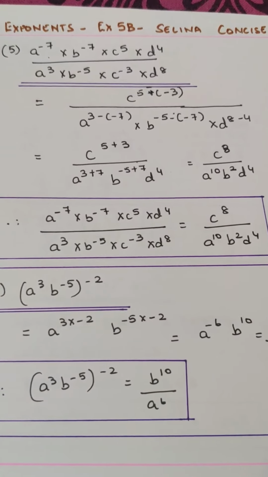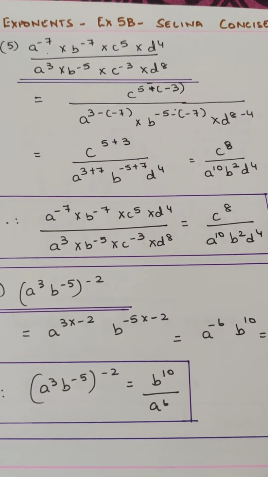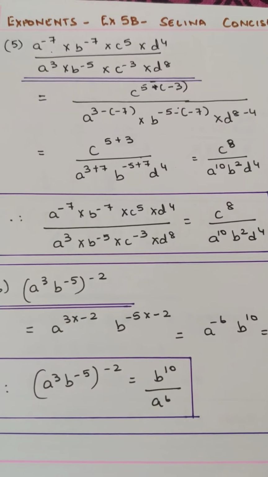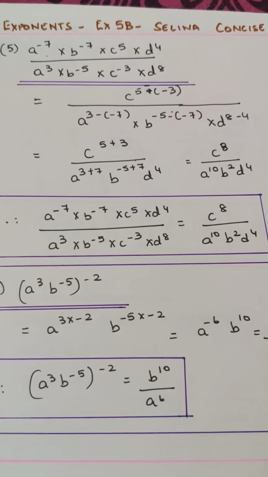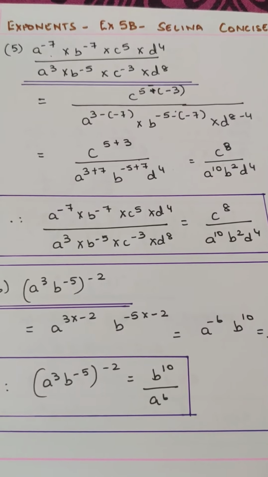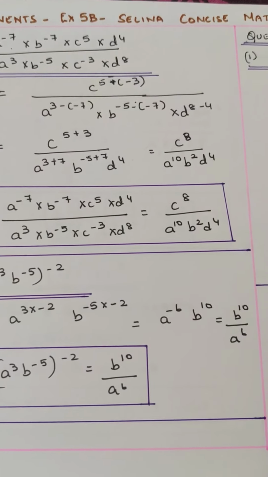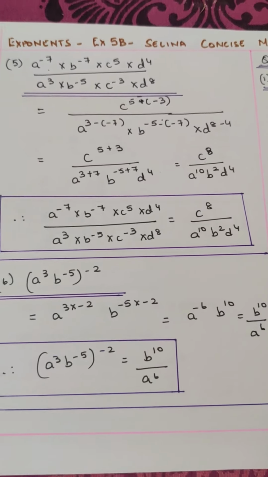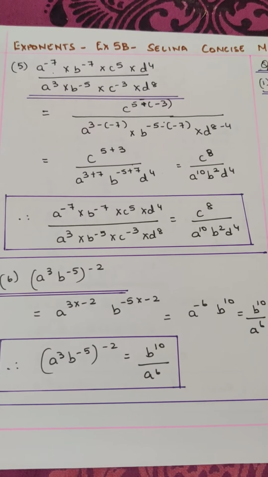So it becomes c to the power of 5 minus minus 3, and divided by a cube minus of minus 7 into b to the power of minus 5 minus of minus 7 into d to the power of 8 minus 4. So this becomes c to the power of 5 plus 3 divided by a cube plus 7, b to the power of minus 5 plus 7, d to the power of 4. So the answer becomes c to the power of 8 divided by a to the power of 10, b squared, d to the power of 4. Just pausing for some time so that you understand.